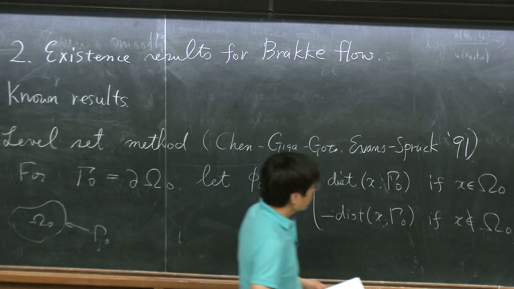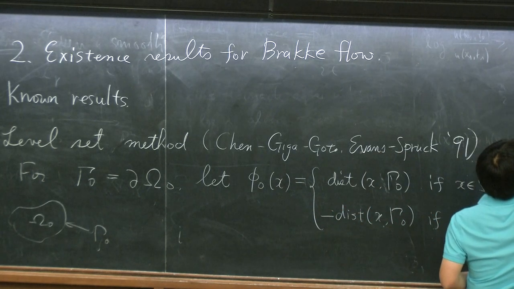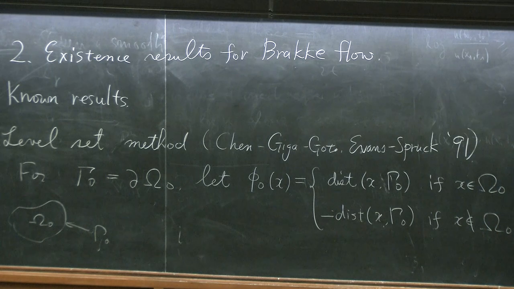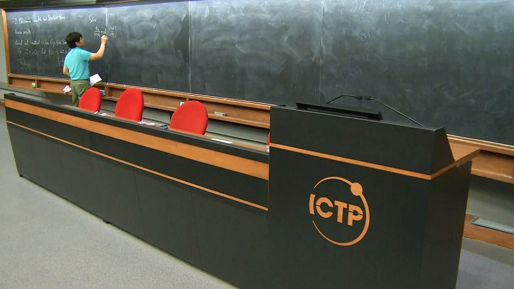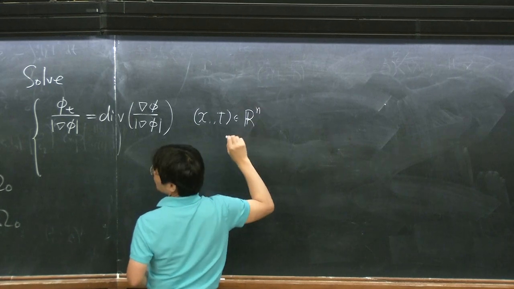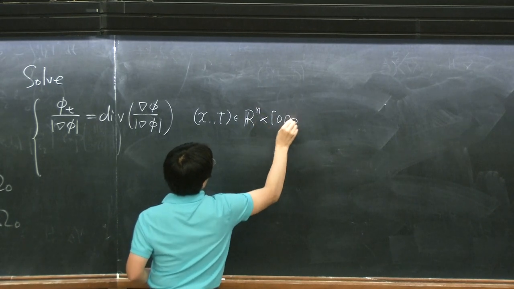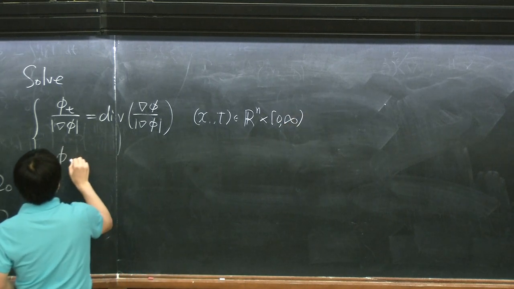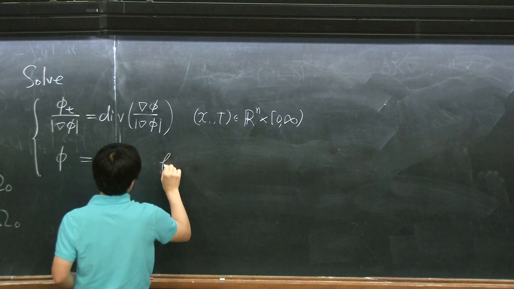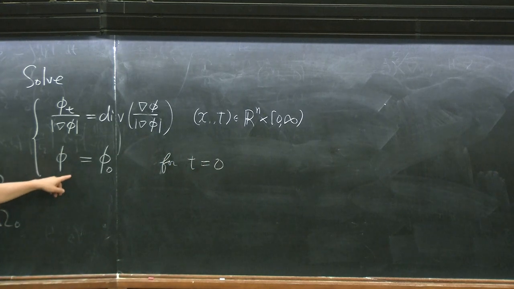And then you consider the following problem. Solve phi_t divided by |∇phi| equal to the divergence of ∇phi divided by |∇phi|, where x and t are in R^n cross (0, infinity), and phi is equal to phi_0 at t equals 0. So you solve this nonlinear PDE starting with this initial data, which is a distance function from this given boundary.